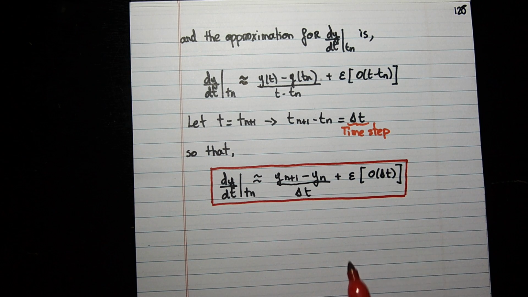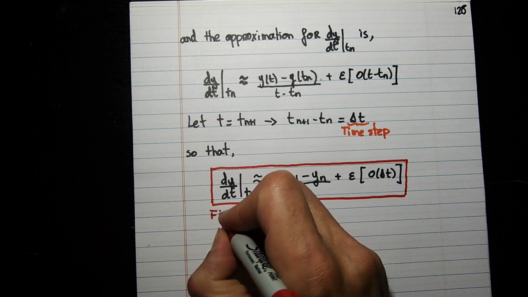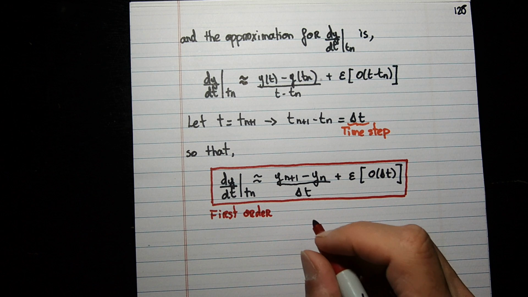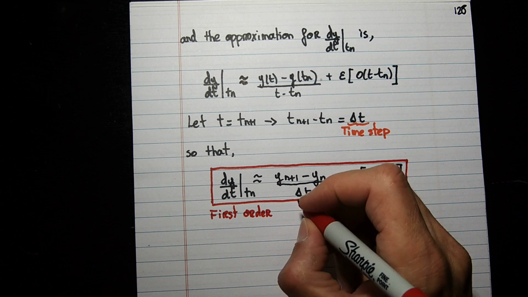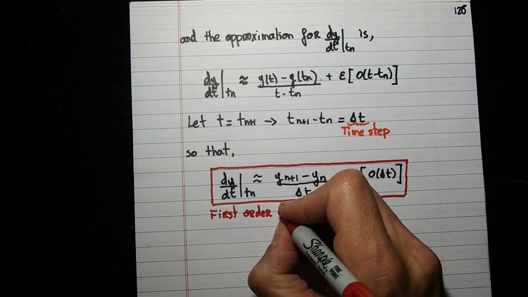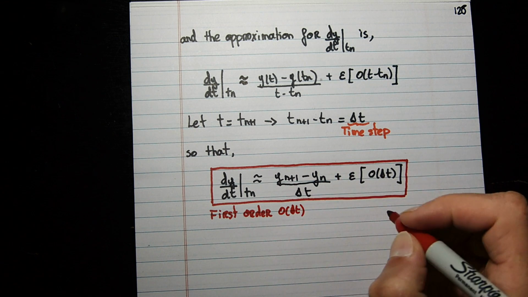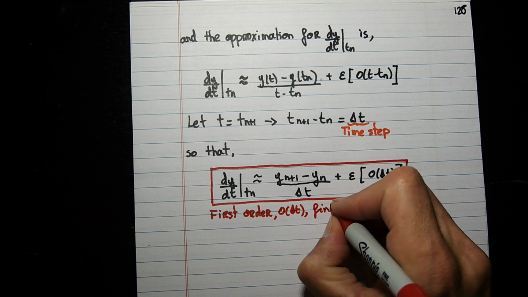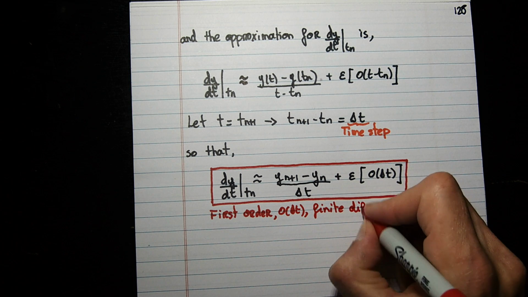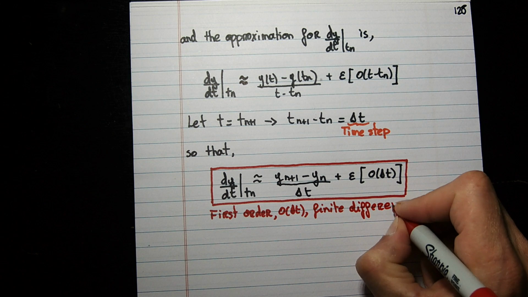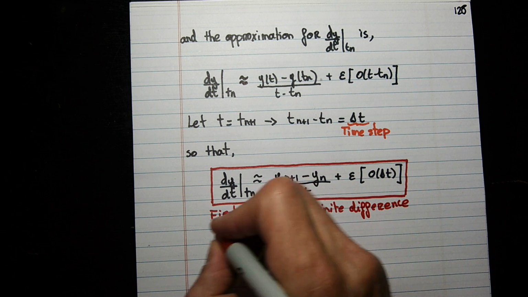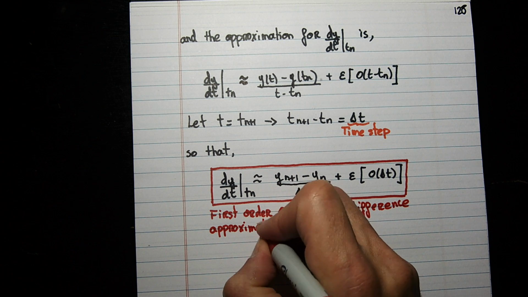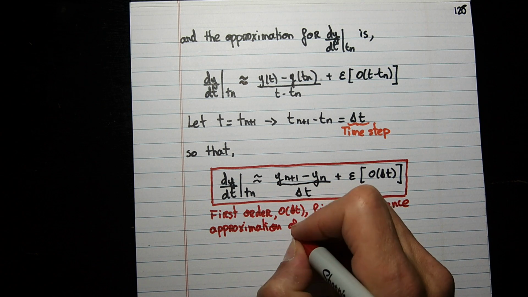So this will be what? First order, because of the order here of delta t, not delta t squared. First order finite difference approximation of what? Of the first derivative.